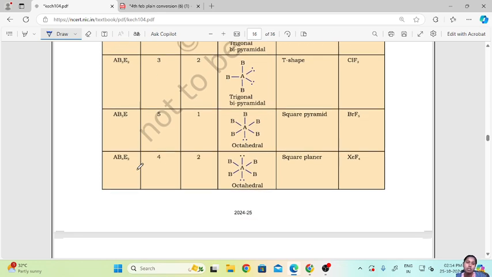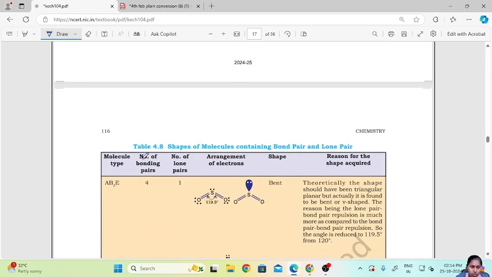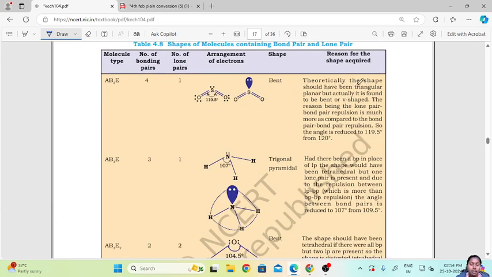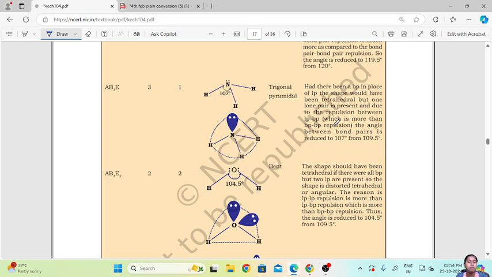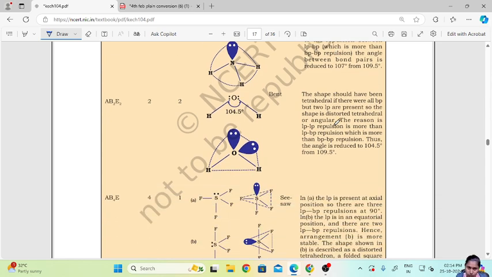So these are the structures when there are lone pairs associated. Now why are they formed? The reason is given here. It is basically because of the repulsion of the lone pairs, which pushes the bond pairs downwards, so that the repulsion between the lone pairs is minimized.